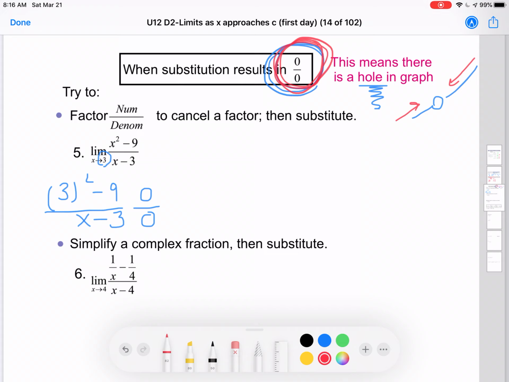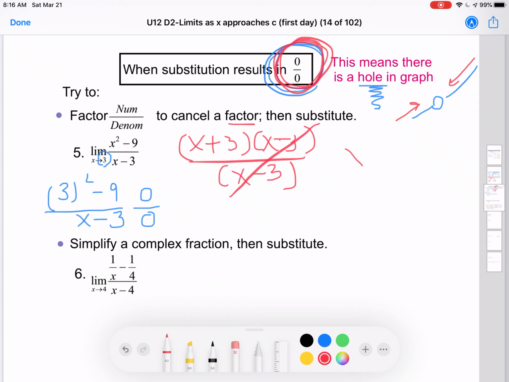So all you're going to do is factor and cancel. So we have dots on top. You have dots on the bottom. Reduce it, and I'm left with x plus 3. Now take your value and sub it into the simplified version, and that's your limit.